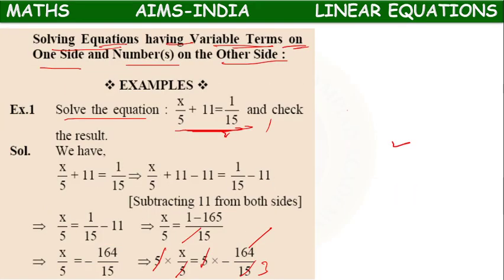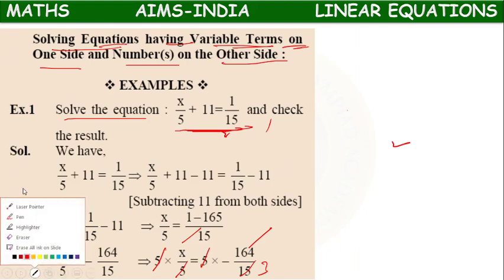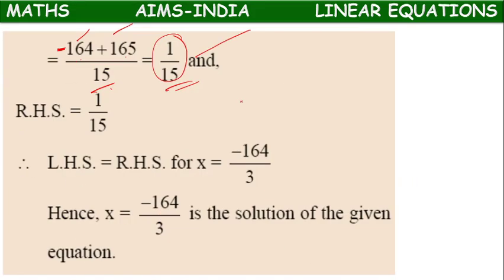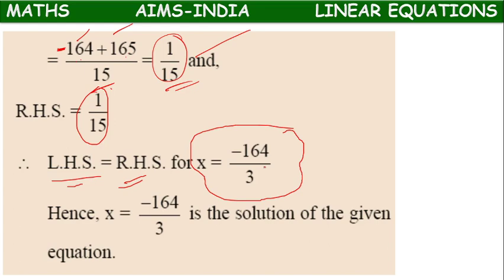But RHS also 1 by 15 in the given question. RHS also 1 by 15. So LHS equal to RHS when we take the value of x equal to minus 164 by 3. So x equal to minus 164 by 3 is the solution of the given equation.